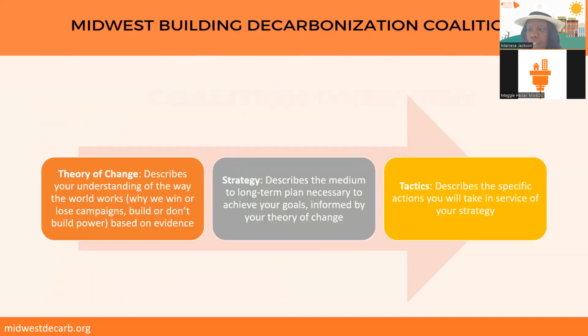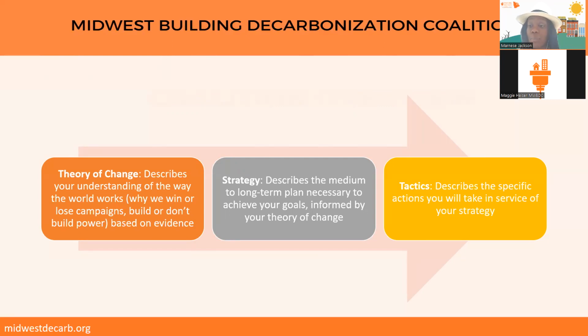So lastly, theory of change describes your understanding of the way the world works, why we win or lose campaigns, build or don't build power. Based on evidence, for example, bold climate legislation has been passed in states where multiracial cross-class coalitions organize at scale to shift public understanding of what is necessary and possible, elect a pro-climate majority, and hold decision makers accountable.